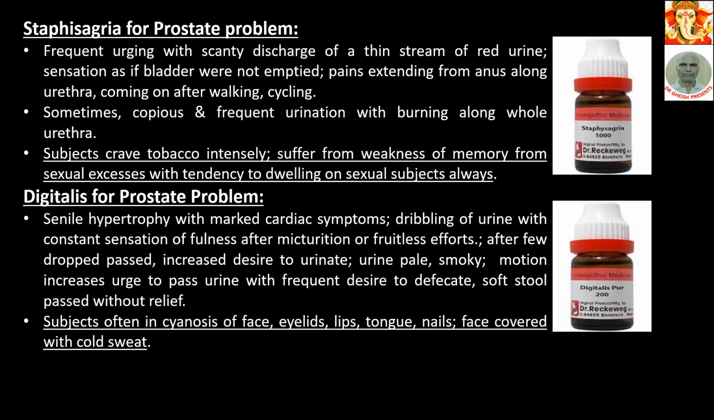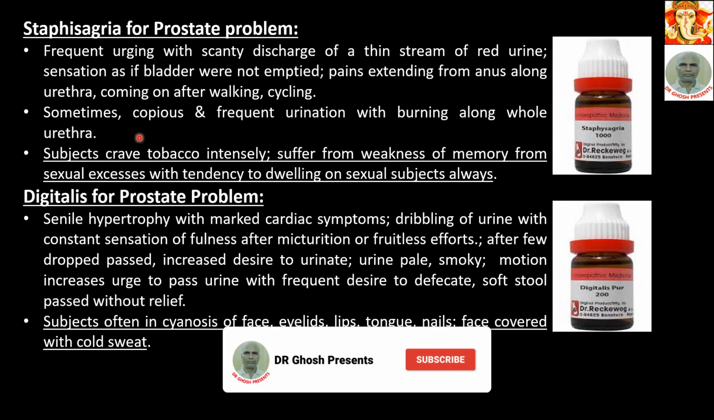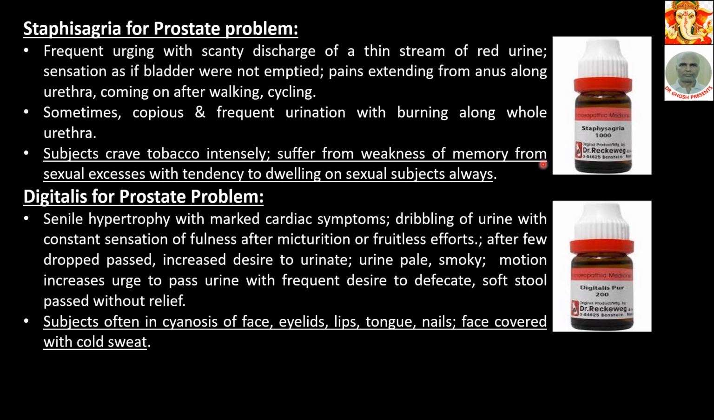Staphysagria for prostatic problems. Frequent urging with scanty discharge of a thin stream of red urine. Sensation as if bladder were not emptied. Pains extending from anus along urethra, coming on after walking, cycling. Sometimes copious and frequent urination with burning along the whole urethra. Subjects crave tobacco intensely, suffer from weakness of memory and sexual excesses with tendency to dwelling on sexual subject. This symptom relates to the Staphysagria patient.